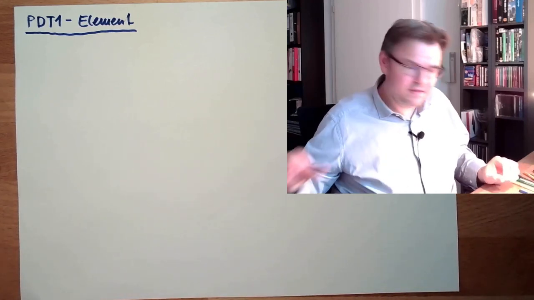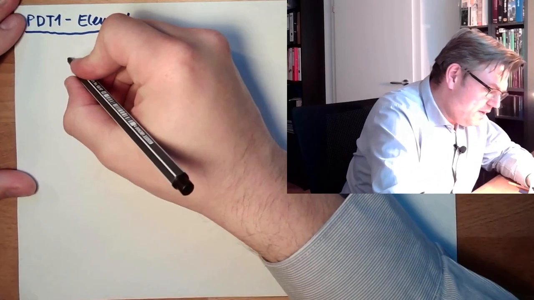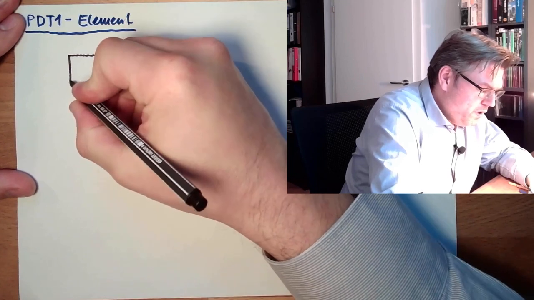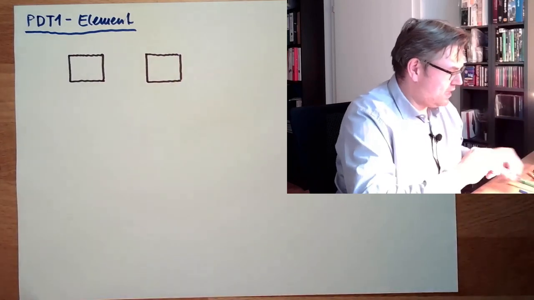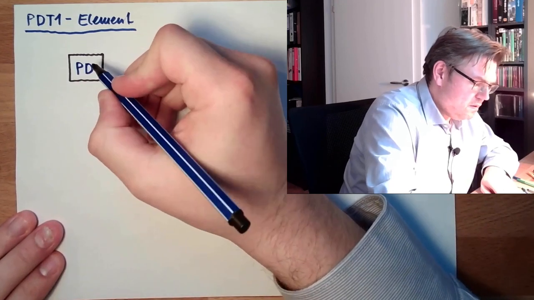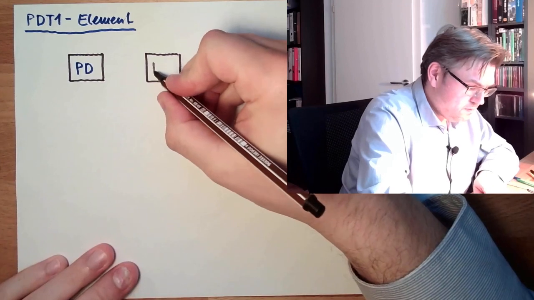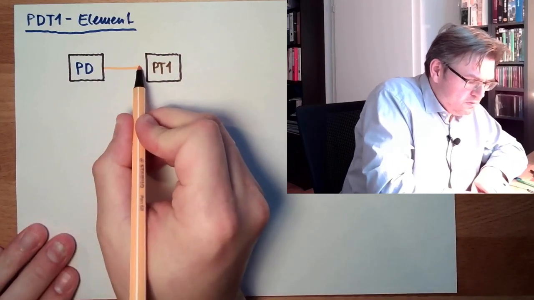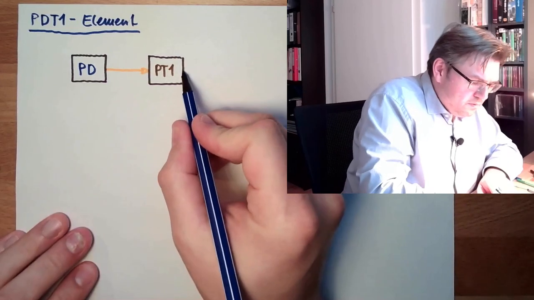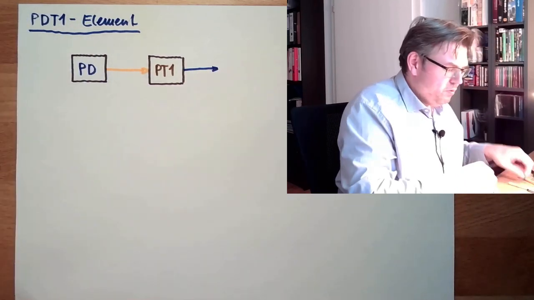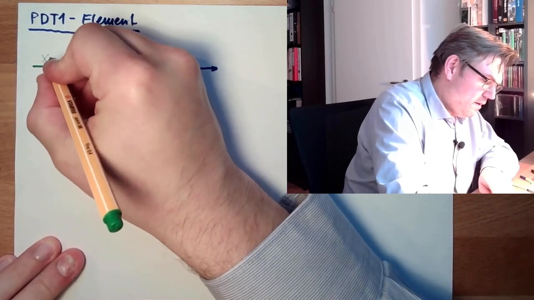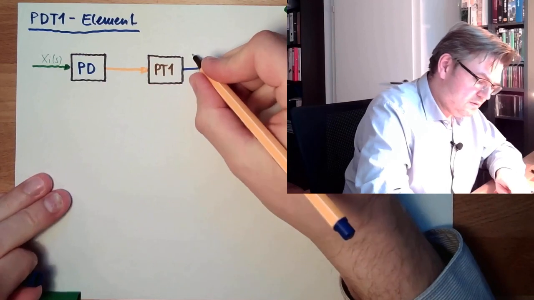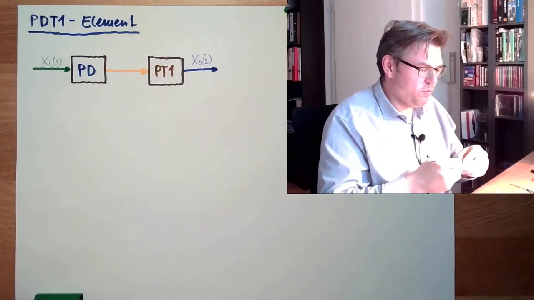What have we done in our DT1 element? We have used our D element and afterwards we used a PT1 element. And here we are doing exactly the same. This time we're using this PD element, and afterwards we're using the PT1. So you see, it's absolutely the same approach. Then there is the output value and the input value, Xi of s, Xo of s. And this is something in between.